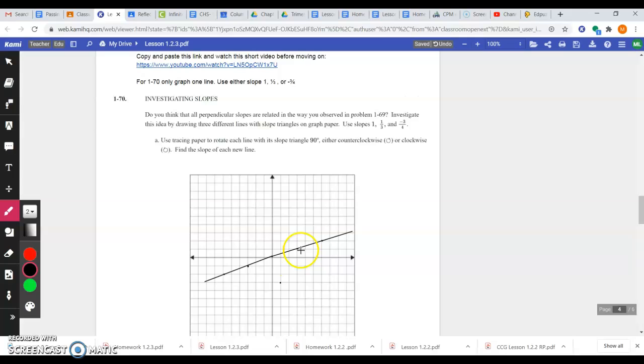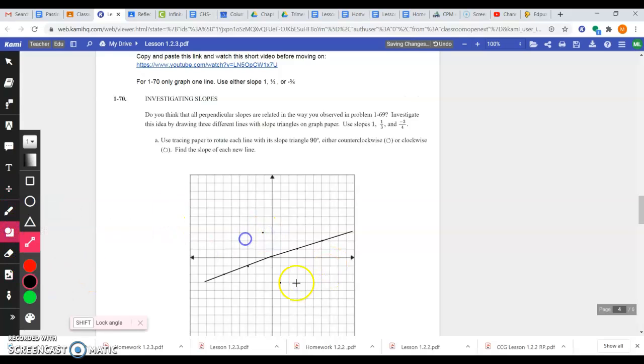So that was 3, 1, 3 to the right, up 1. This is now 3 down to the right 1. And we could repeat that. This would then be up 3 over 1 here, and we can start forming our line already. So I can draw my line here, and I see that same relationship as I did last time.